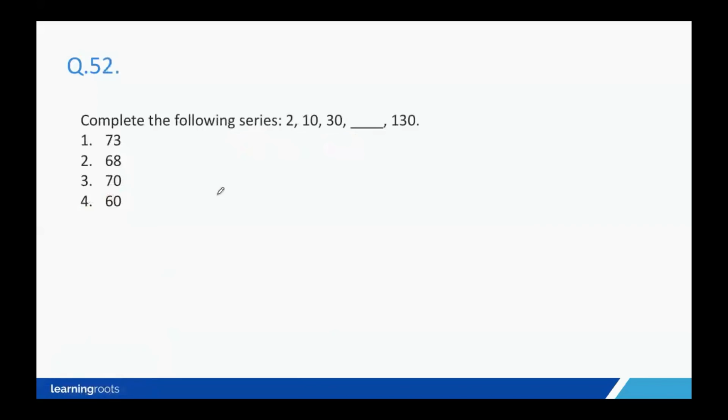Okay, what about this one? Again, if you're good with numbers, it should strike you immediately what the pattern is in this case. So this is 1 cube plus 1, 2 cube plus 2, 3 cube plus 3, and so on. So 1 cube plus 1 is 2, 2 cube is 8, 8 plus 2 is 10, 3 cube is 27, 27 plus 3 is 30. So the missing value should be 4 cube plus 4, which is 64 plus 4, which is 68.